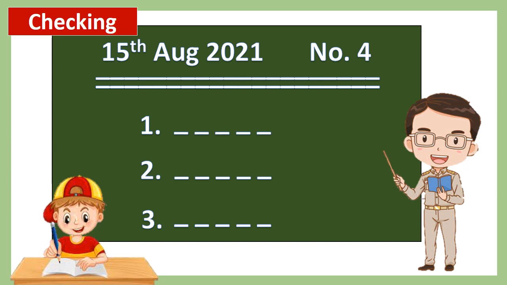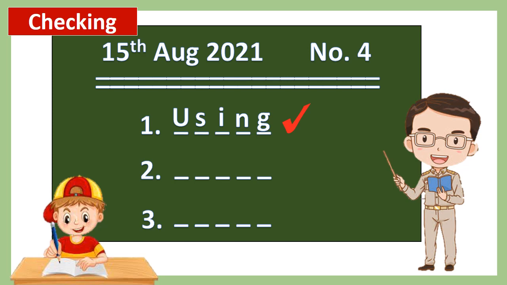Now repeat after me 3 times. Using, using, using. Now let's spell the word using. U, S, I, N, G. Using. Very good. Now let's have word number 2.